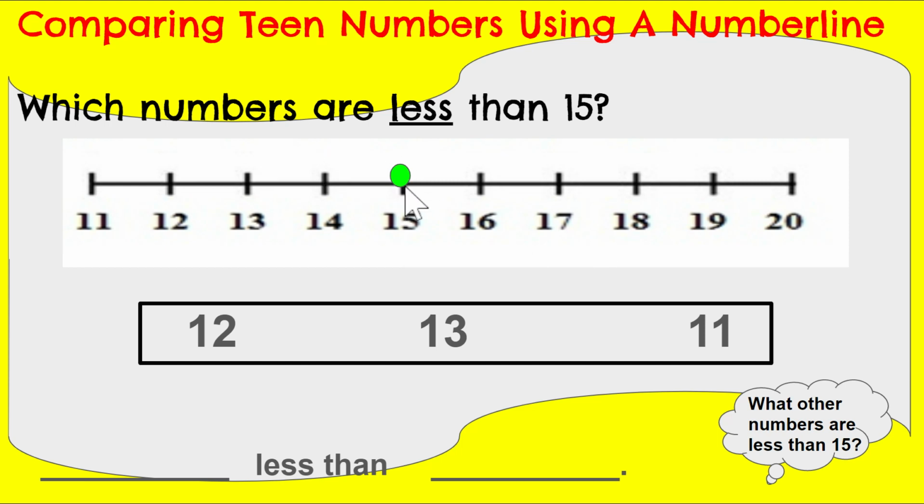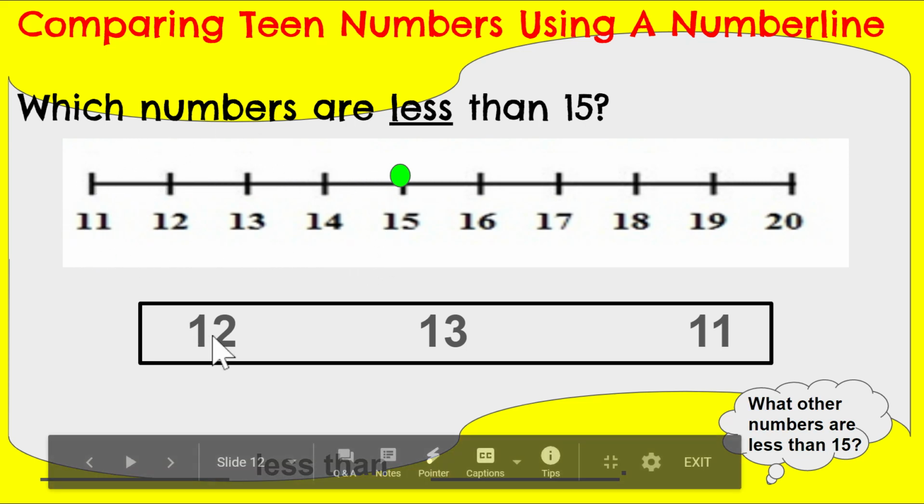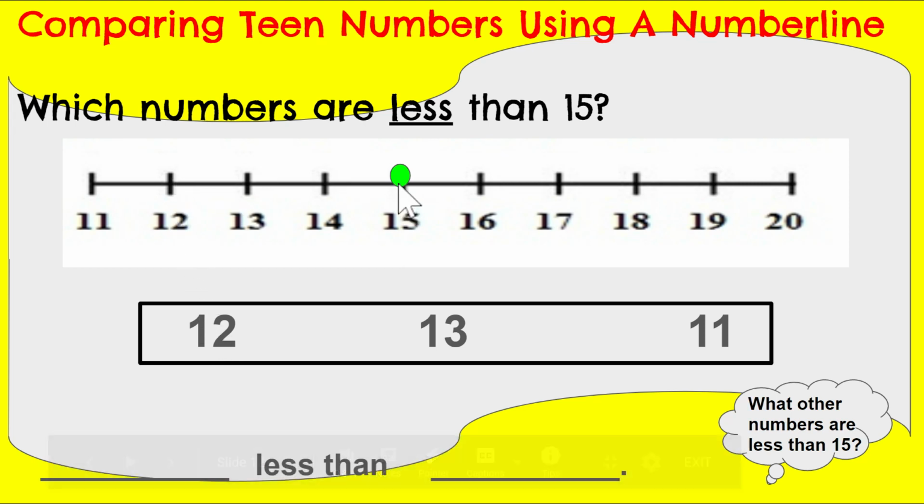So we find our special number 15. There it is. And anything we're looking for less than, so that tells me we're looking for numbers that are smaller or a little bit. So that means we're looking for ones that are on this side of our number line, okay? So number 12, let's find it. Boop, there it is. Is that less than 15? Yes, I have to jump to the left. It is less than. Good.